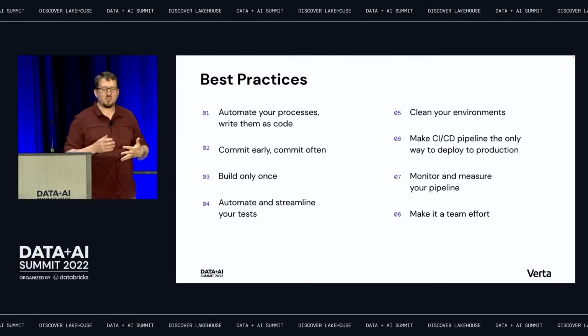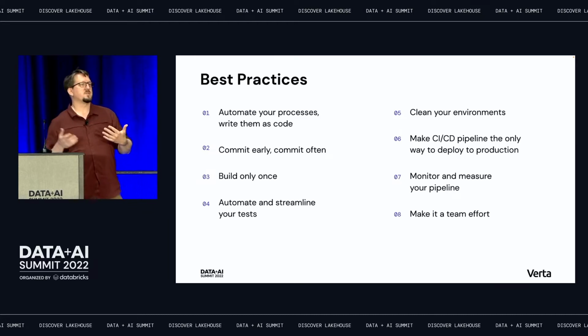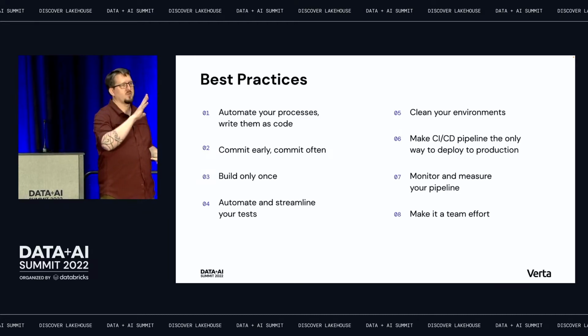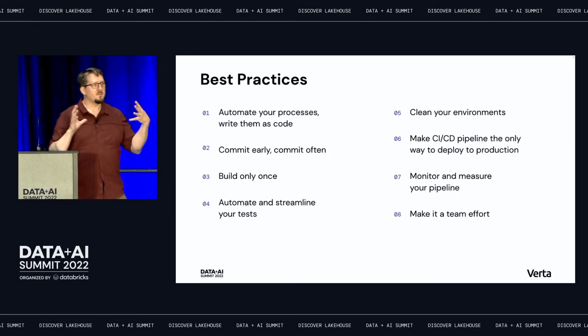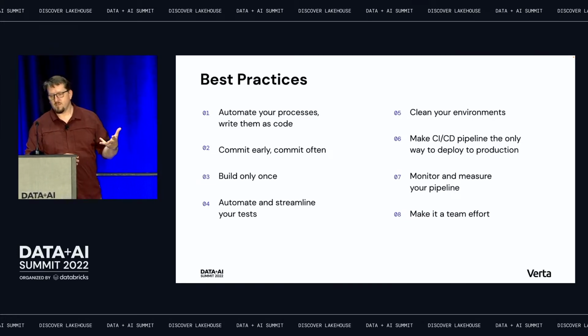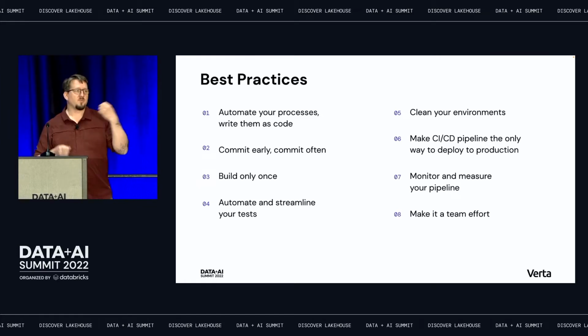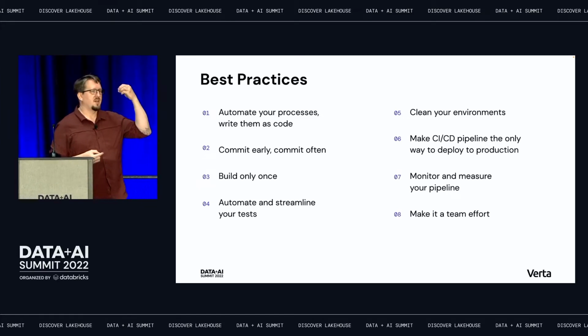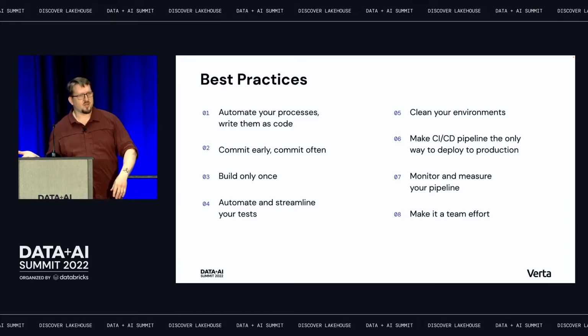You want to automate and streamline your tests so that they run more and more often. So again, they can be run further and further left on that graph so that you know when things go wrong sooner. You want to have clean environments that you can reproduce as clean, so it's not just, oh yeah, that worked on my machine, but it's broken in production.